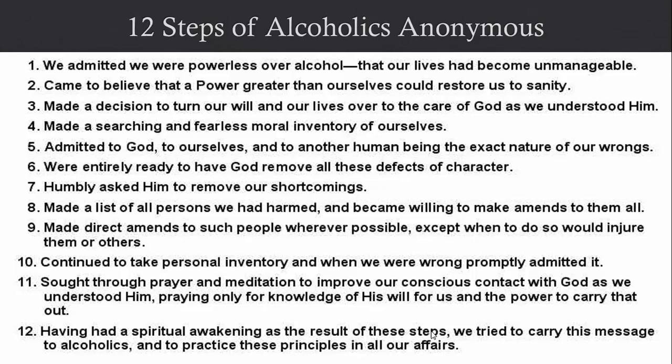Number 6 and number 7 would be to become ready to have God remove these defects of character, these things you've done wrong, and then asking God in step 7 to remove those shortcomings. Number 8 and 9 go together. 8 is making a list of the people that have been harmed while in the addiction. And then number 9 is making amends to those people. That means really making it right. So if you've stolen something from somebody while you're drunk, you go to them, admit that you stole something, and you pay them back. The only time that you wouldn't do something like that, AA would say you shouldn't do that, is if you're going to hurt somebody else by making amends.